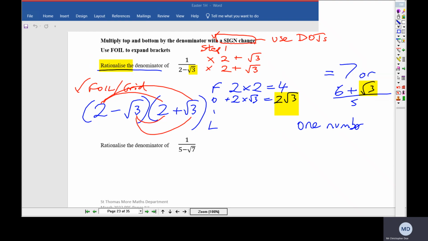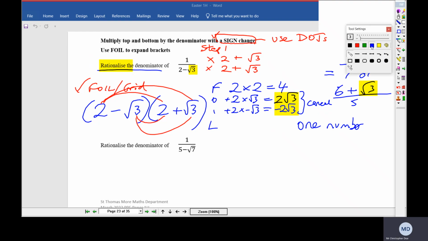Should cancel out. The inners, 2 plus 2 times minus root 3 is, here we go, look, minus 2 root 3. Those should always cancel out when you add them. One's positive, one's negative. That's why we need a minus and a plus sign. So these two will cancel.